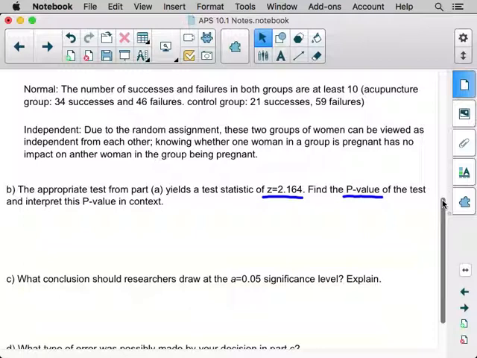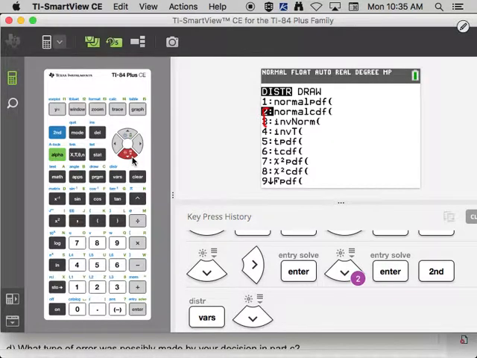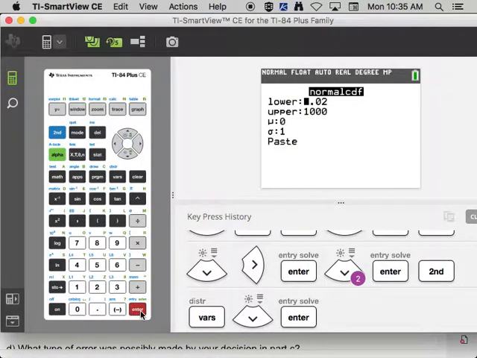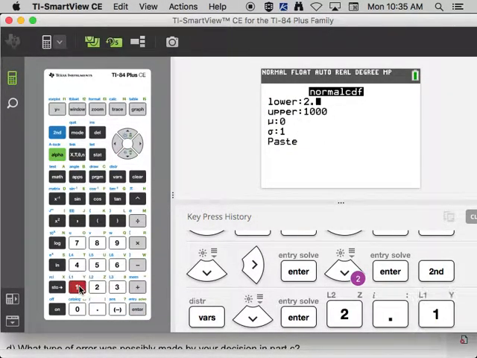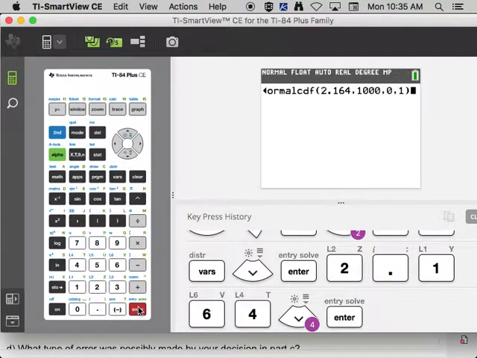Normal CDF. So this is a case where normal CDF is going to pop out that p-value for us, all right? So go into distribution, normal CDF. It was 2.164, all right. Do I need to multiply it by 2? No, because this is a one-sided test, a one-tailed test. So this time what the calculator gives us is legitimately just what we want.